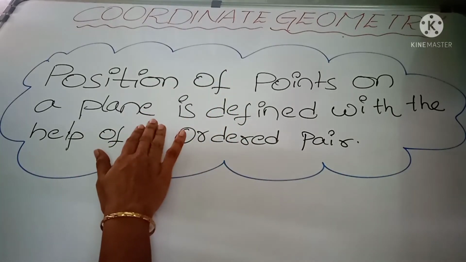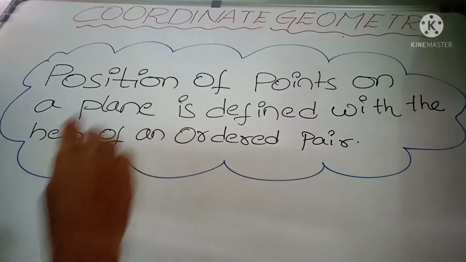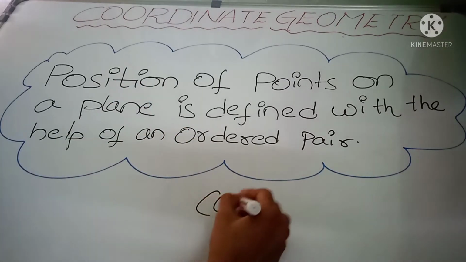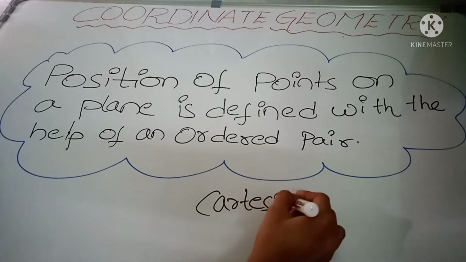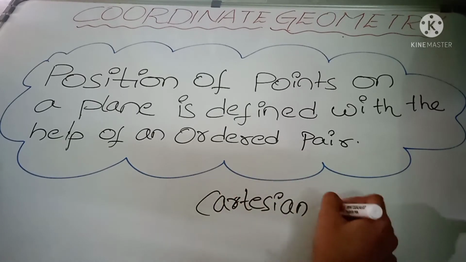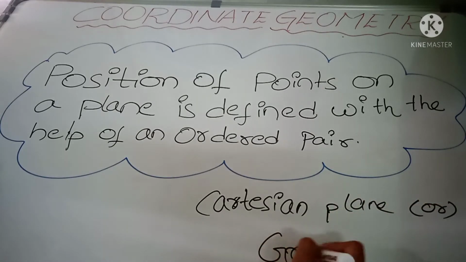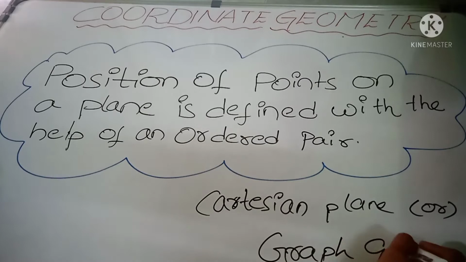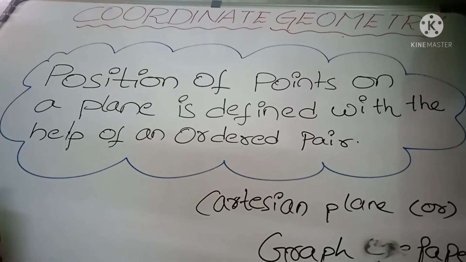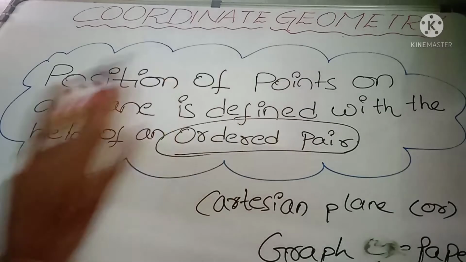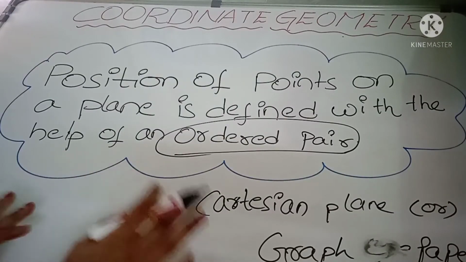What is a plane here? Here we will use the Cartesian plane, or simply graph paper. On graph paper, if you want to define the position of points, we use an ordered pair. Then it is known as coordinate geometry.